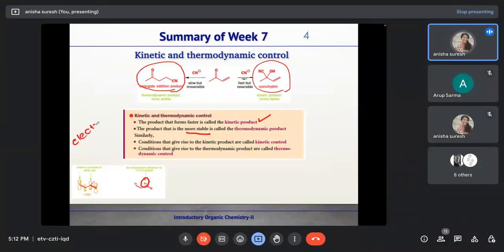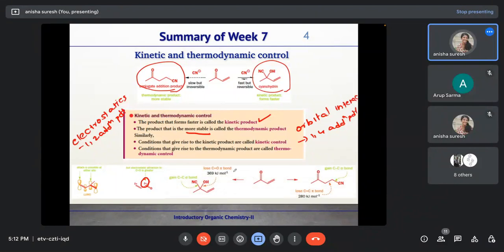Electrostatics will give rise to 1,2 addition product, and orbital interaction will give rise to 1,4 addition product. So we can see that in both cases, a new C-C bond is formed. A new bond is formed between this carbon and CN. In this case also, a new C-C bond is formed. But in the first case, the C=O pi bond is broken.